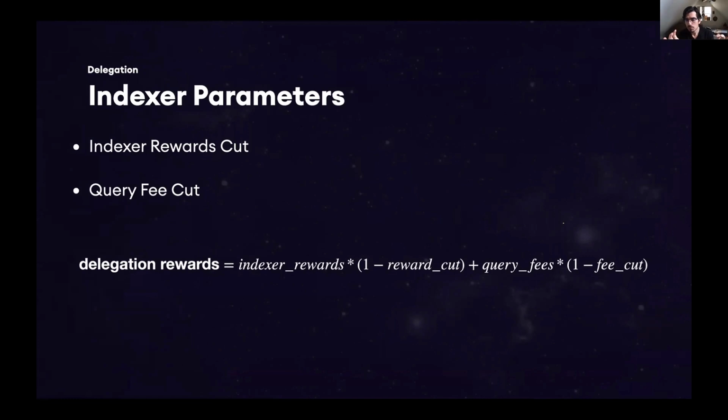So there's a market for delegation as well. You can think of indexers as competing for delegators. One of the ways they do that is by providing a high quality of service, but another way is by setting their delegation parameters. The indexer can specify, of the indexer rewards and the query fees they receive that are attributable to their delegated stake, how much they are going to keep for themselves versus share with delegators. You can see the formula for that here. Basically, the delegator gets the indexer rewards and the query fees after the indexer's cut has been taken out.